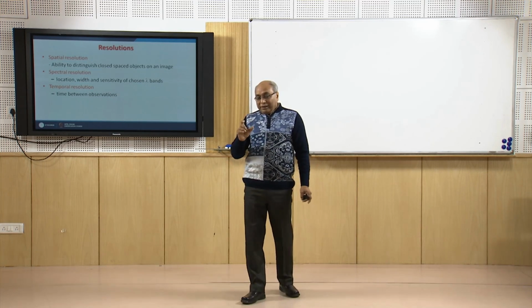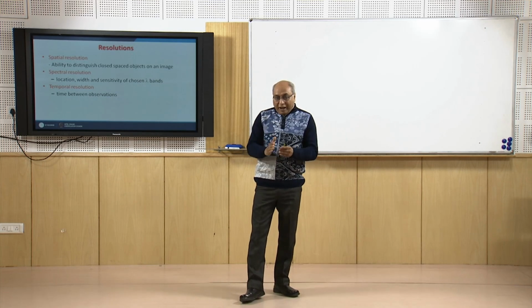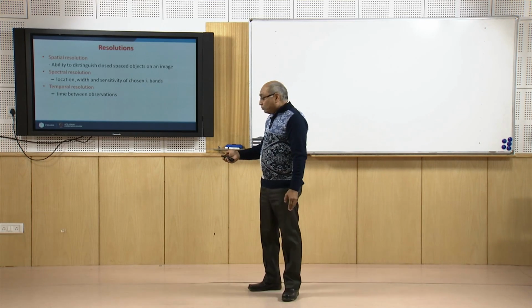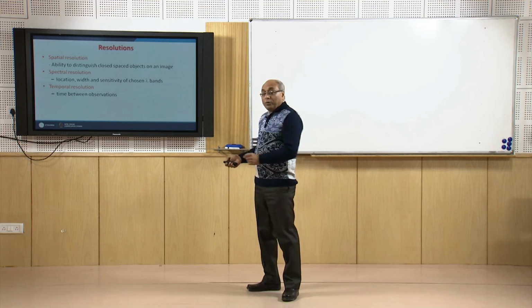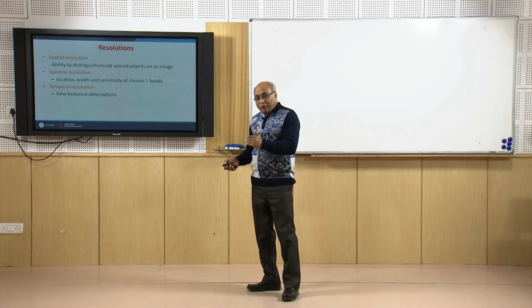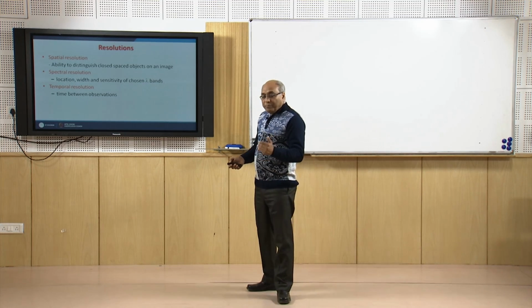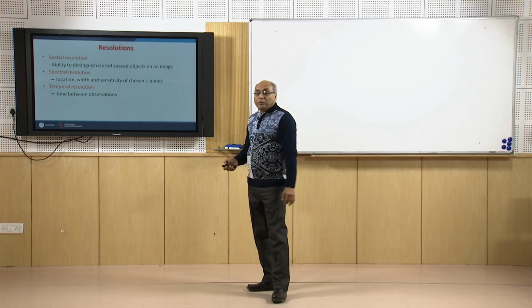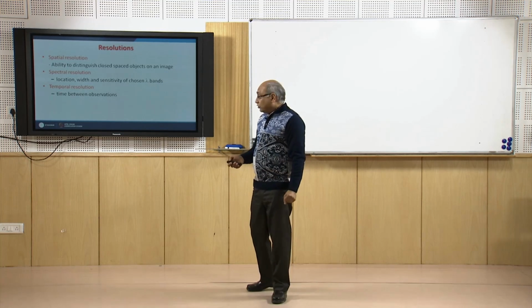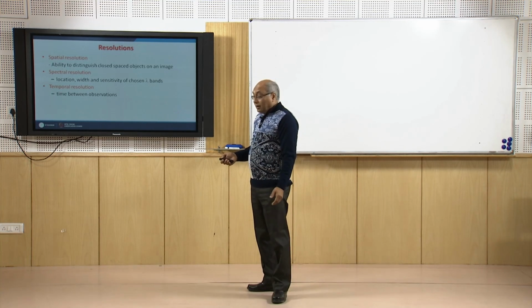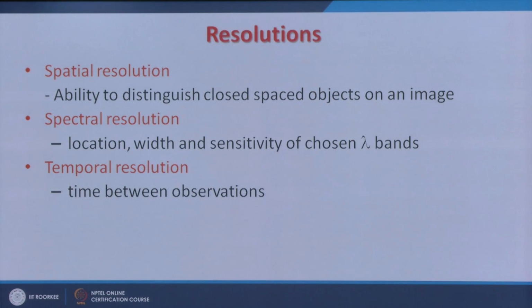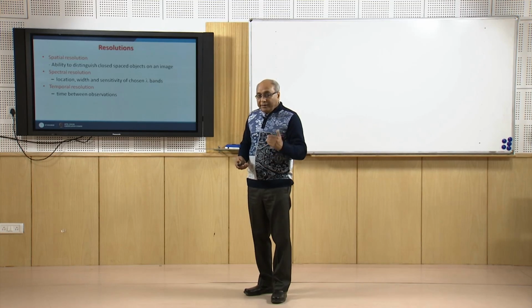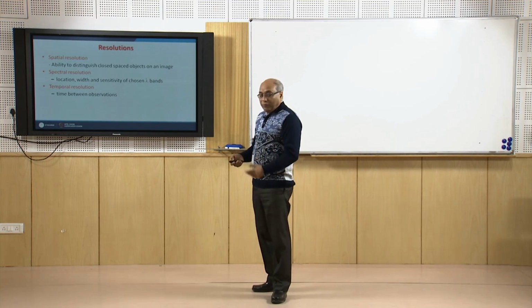When the time gap between observations becomes very small, we call it a higher temporal resolution. On this front, NOAA provides higher temporal resolution as compared to our Resourcesat or other IRS satellites or even Landsat. Because the swath width is much larger, being a coarser resolution, NOAA provides higher temporal resolution. So, it is a kind of trade off.